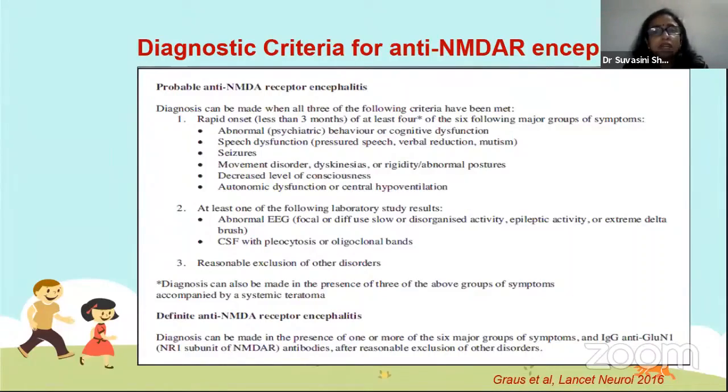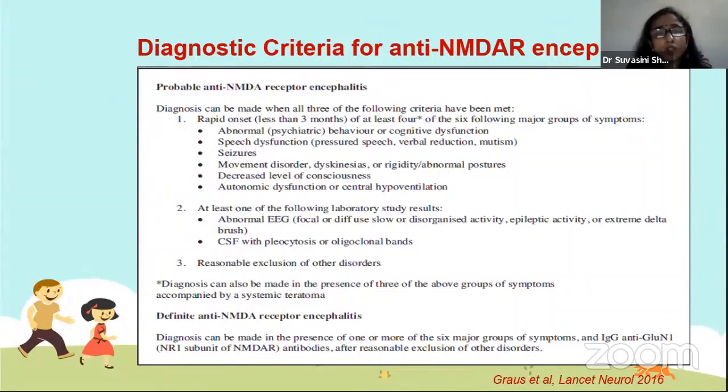So rapid onset of at least 4 of the 6 major group symptoms, which include abnormal psychiatric behavior, seizures, movement disorders, mutism or speech dysfunction, decreased level of consciousness, and autonomic disturbance or central hypoventilation. And at least one of the following laboratory results, which shows abnormal EEG or CSF, and reasonable exclusion of other disorders. For example, a viral encephalitis. That is the main thing you need to exclude, an infectious disease.